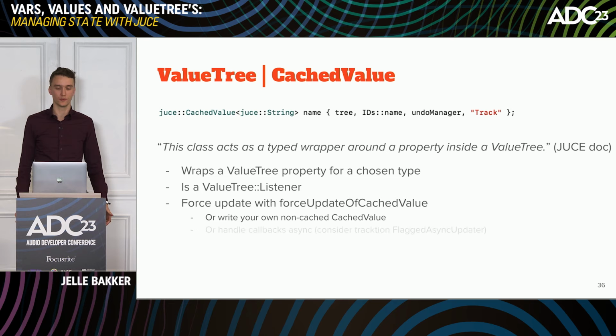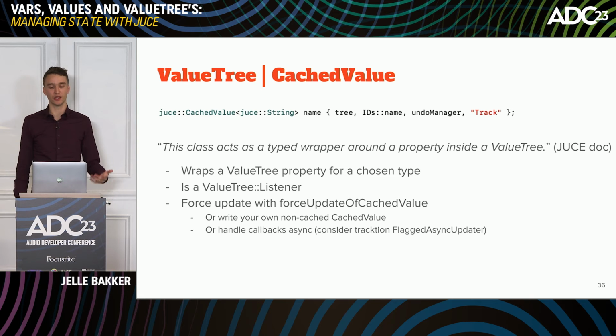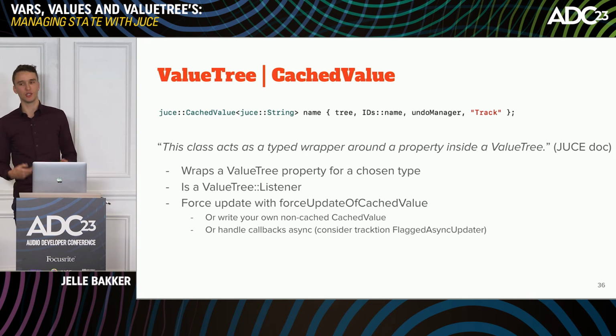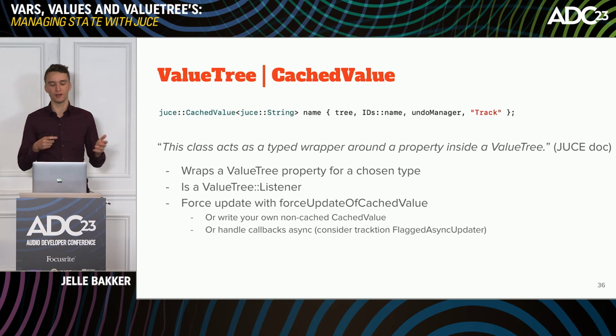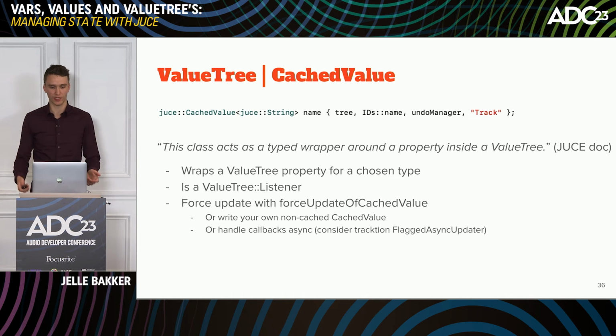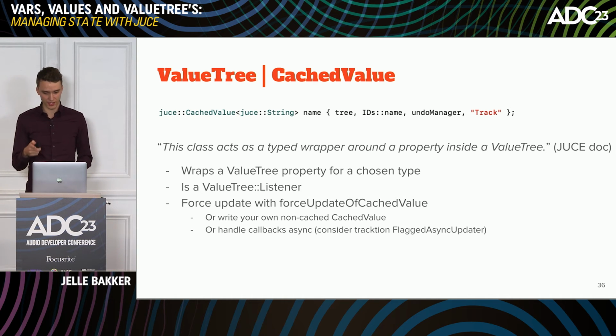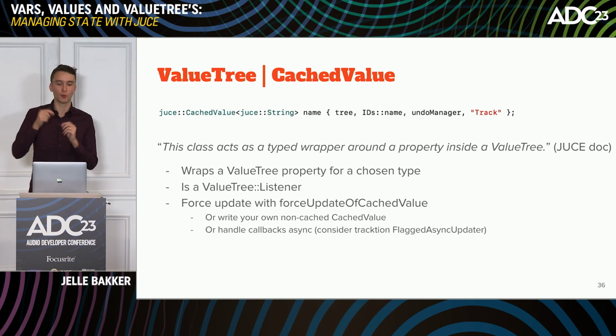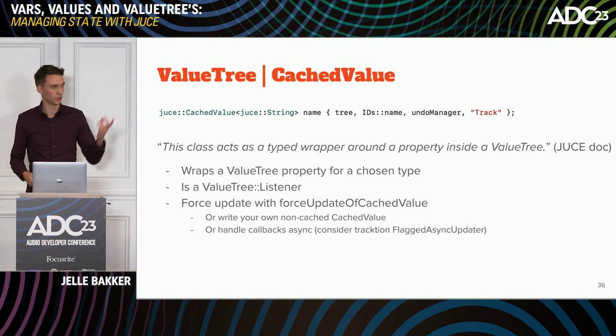Or what you could do is you could handle callbacks asynchronously. So when the name changes, you could say, well, okay, I'll just do an async callback, and sometime later I'll handle the name change when I'm sure the cached value has got the property callback and has updated the string. There is this class in Traction called flagged async updater, which allows you to very nicely, if you have a complicated class where there are many property changes that you want to each handle individually async, it's very nice, so look it up.